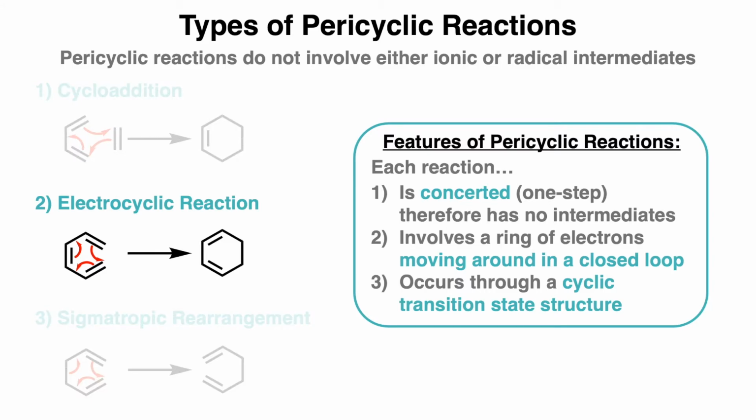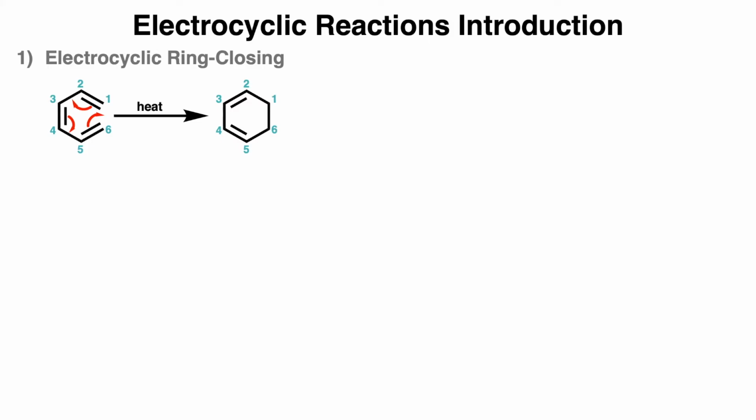Just like cycloadditions, electrocyclic reactions are concerted, also involve a ring of electrons moving around in a closed loop, and occur through a cyclic transition state structure. In an electrocyclic ring closing reaction, a pi bond is converted into a sigma bond between C1 and C6, while the remaining pi bonds move one bond over. When the new sigma bond forms, it actually creates a ring.